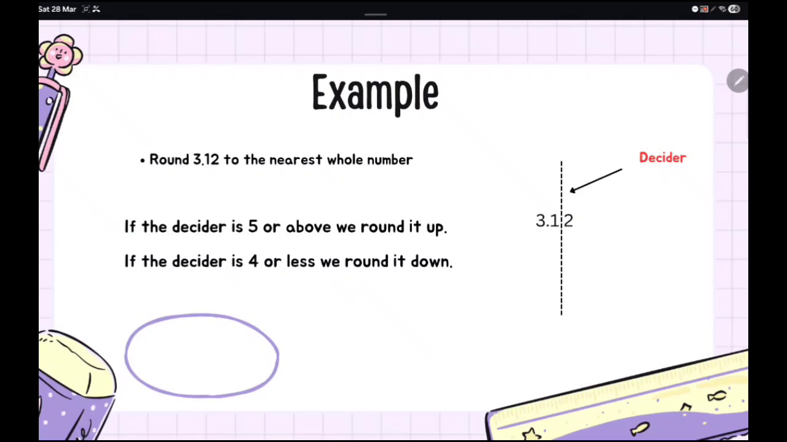So our example is round 3.12 to the nearest whole number. Right now what we are rounding is 3. Now 3 can either stay the same or go up, which is what we are deciding. First of all, when rounding you need to find your decider. Our decider is next to the number which we are rounding, and right now that is 1. Once you have found your decider, if the decider is 5 or above, we round it up. But if the decider is 4 or less, we round it down. And 1 is 4 or less, so we are rounding this down to 3. So our answer would be 3, and this is how you round decimals.